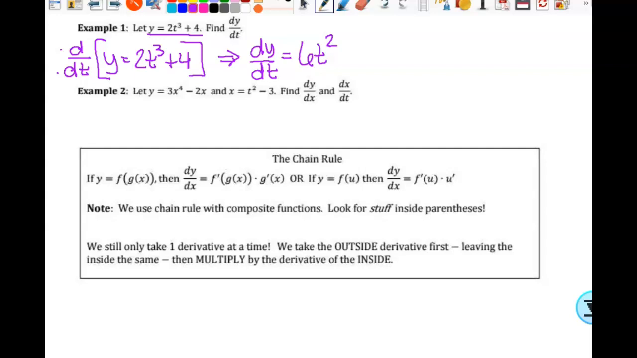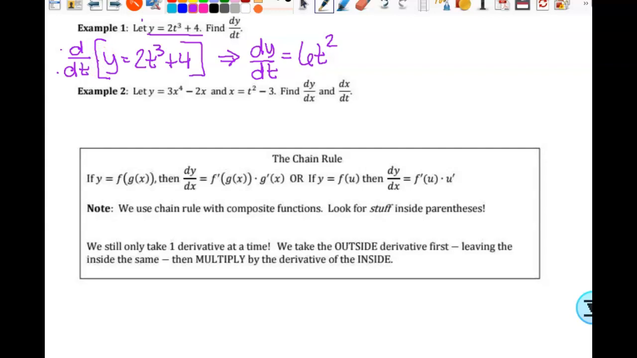That's really just more about notation. Like, what are we doing here? I can't find dy dx here. Well, I guess I could, but I don't have any x's, so that doesn't make sense. I'm taking the derivative of y with respect to t. So I'm taking the derivative of the function with respect to t. My function happens to be called y, right?